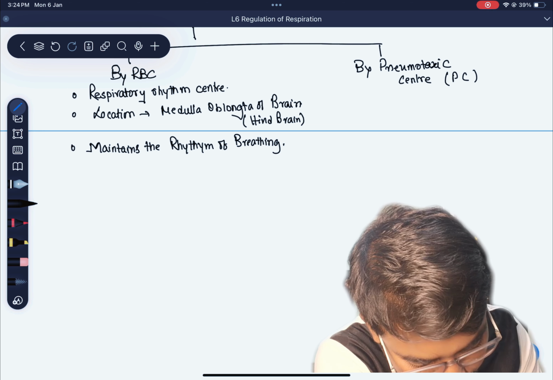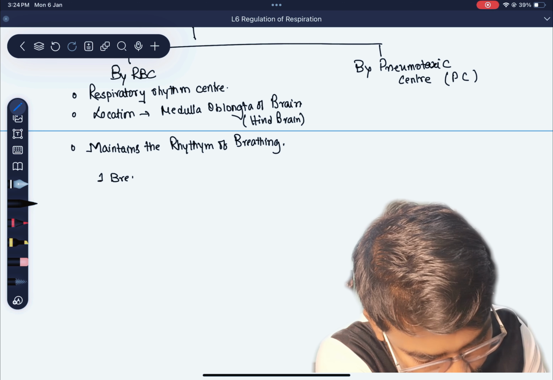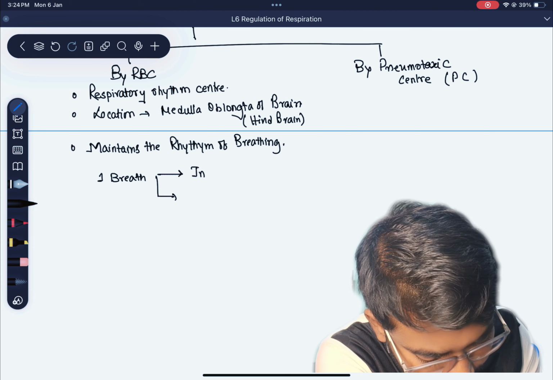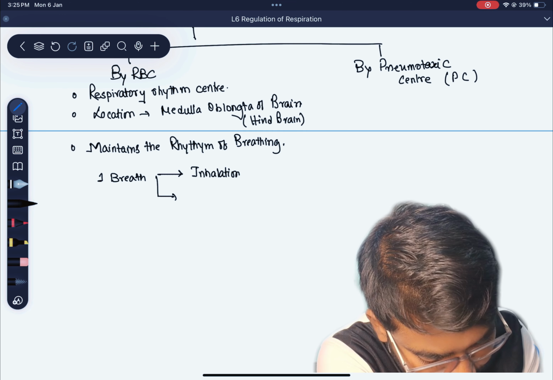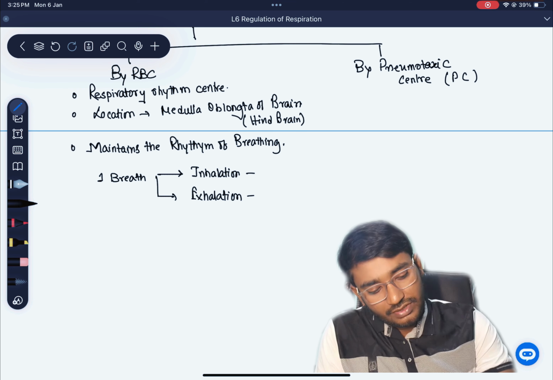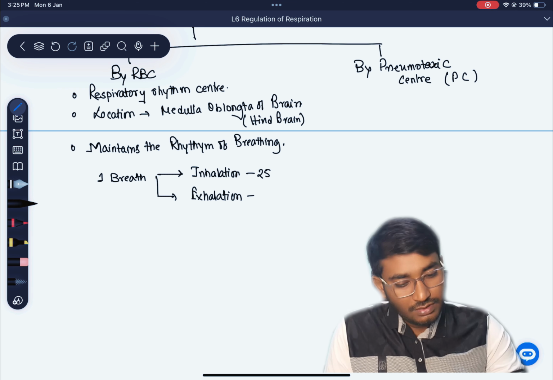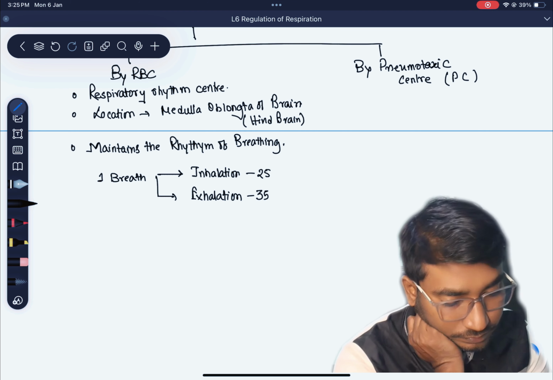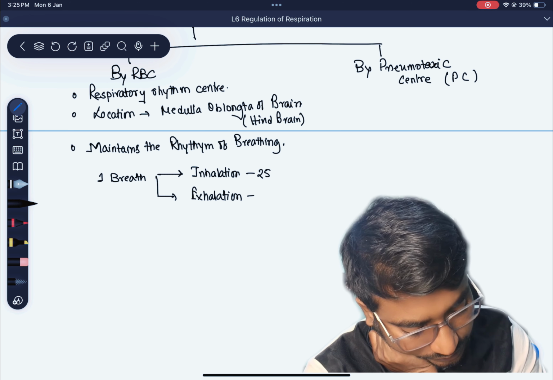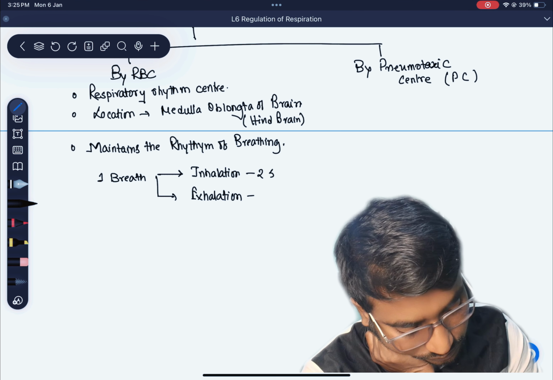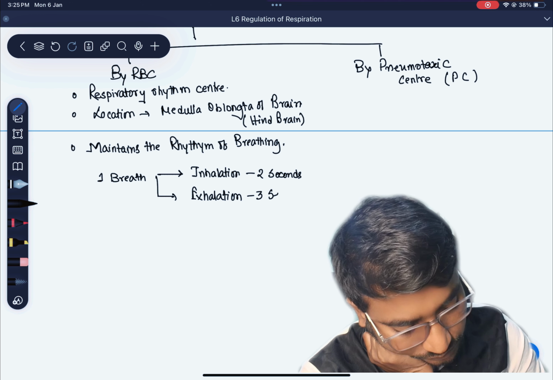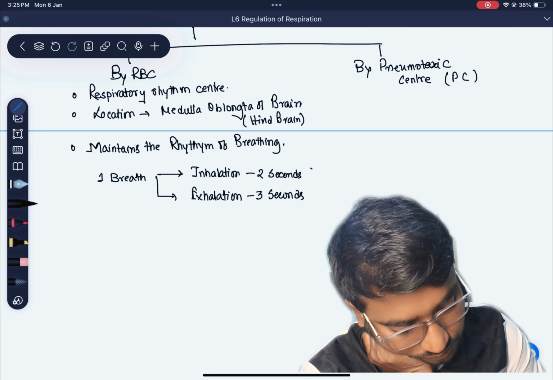One breath contains inhalation and exhalation. Inhalation is for 2 seconds and exhalation is for 3 seconds. Total 5 seconds.